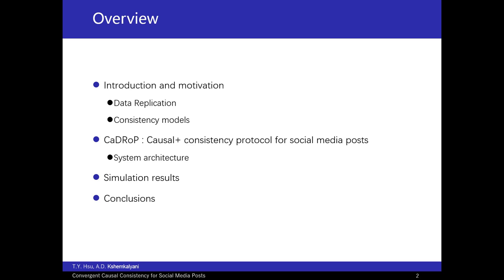Then, consider the problem of enforcing convergent causal consistency for social media posts. Of satisfying these requirements, Causal is the protocol proposed to achieve the total system cost optimization. I present the system architecture implemented in Causal. Next, I will also provide the simulation results and discuss some interesting points. Finally, I will summarize a brief statement of the conclusions.